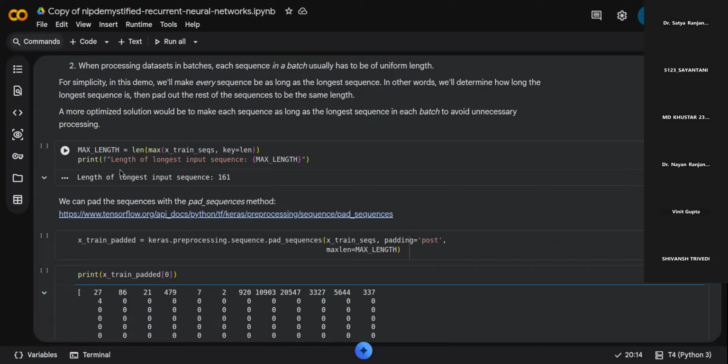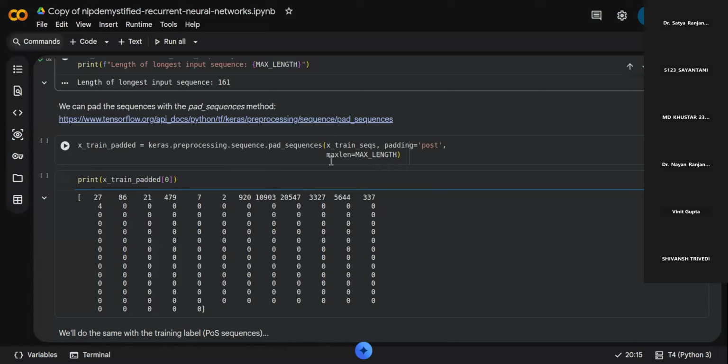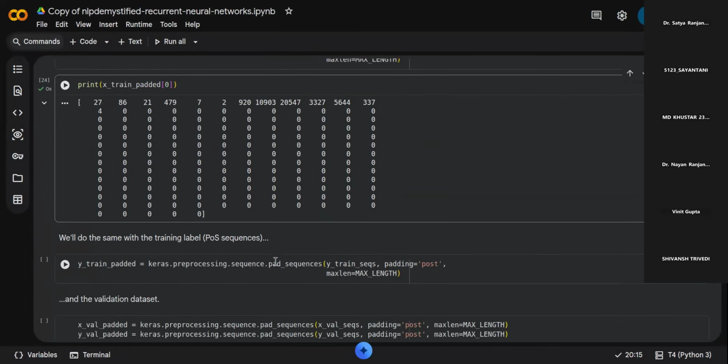For that, first we have to find out the maximum sequence length in the total data set. That is given by max length, it is 161. So we'll pad them, just extend with post padding. This is the post padding, meaning every sentence is padded so that the total number of tokens is 161, and where tokens are not there, it will be zero. Like we have already done in the last session.